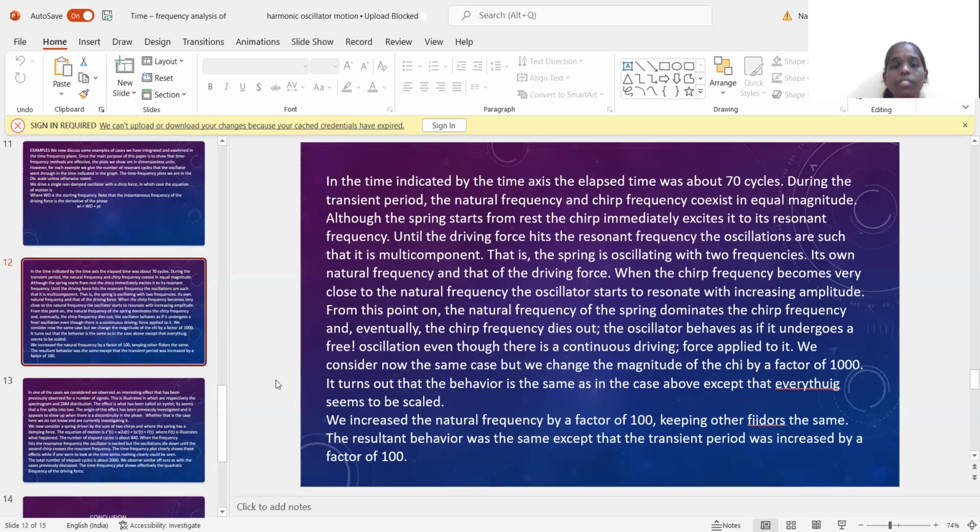transient period. The natural frequency and chirp frequency coexist in equal magnitude. Although the spring starts from rest, the chirp immediately excites it to its resonant frequency until the driving force hits the resonant frequency. The oscillations are such that it is multi-component, that is, the spring is oscillating with two frequencies, its own natural frequency and that of the driving force.